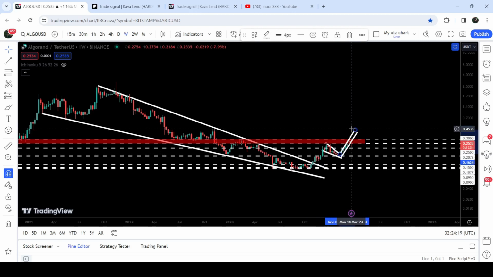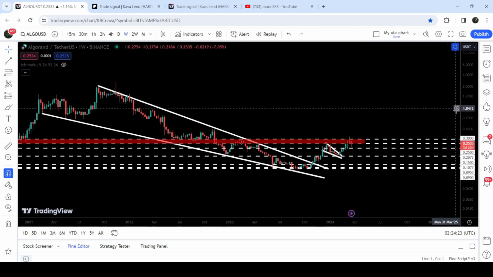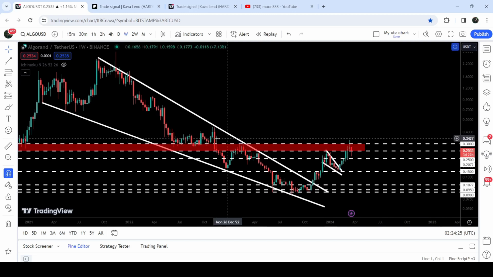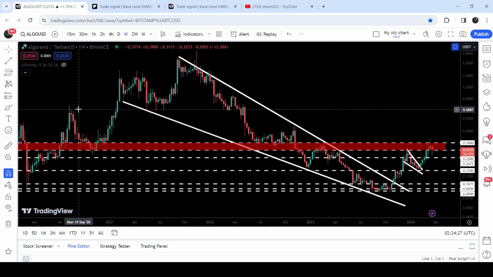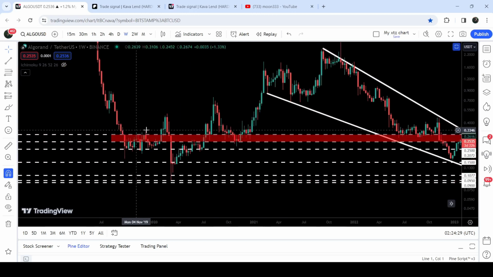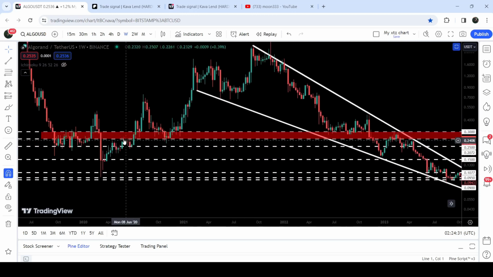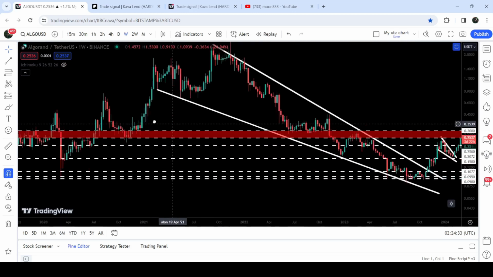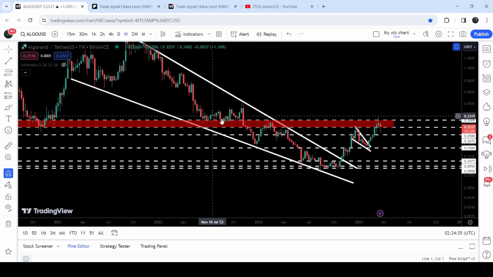And now recently, you can see that it is struggling to break out this quite long-term resistance zone that starts from 25 cents and goes to 30 cents. And this resistance zone has previously worked as a very strong resistance zone here, and resistance zone here, support zone here, support zone here for several weeks or months.